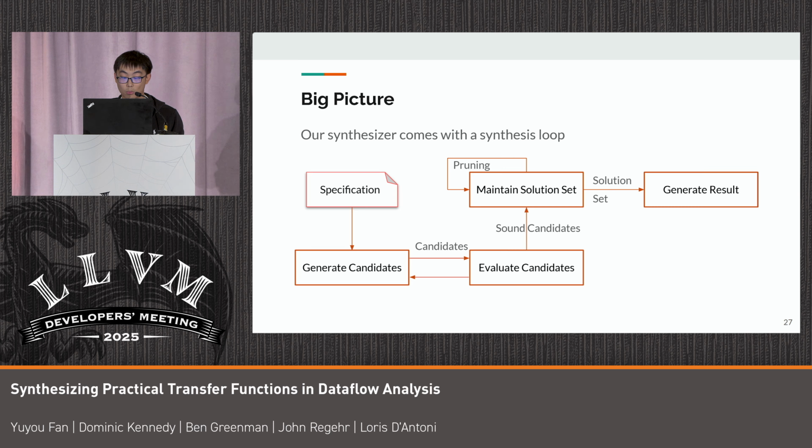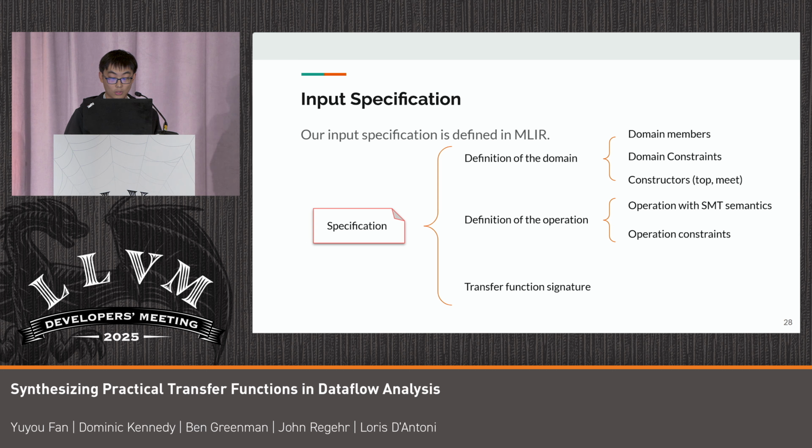So now let's look at the specification. The specification contains 3 components. The first is the definition of the domain. It includes domain members, such as for known bits, the known 0s and the known 1s. The next is the domain constraint. For example, in known bits, a bit cannot be 0 and 1 at the same time in any runtime value. The last is constructors. For example, the default constructor of known bits returns all bits unknown, and the meet is given two known bits information. It returns the intersection of the 2 known bits.